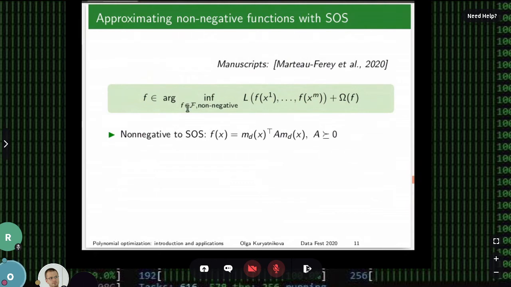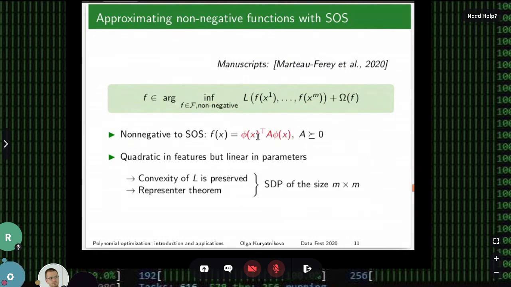Assume we have a problem with our family calligraphic F being non-negative functions. Now, we recall that any function which is a sum of squares is non-negative. Moreover, any function which is a sum of squares can be written using this semi-definite matrix A. And here are the vectors of monomials. So, okay, we can do that. But also what we can do is we can say, okay, we replace vectors of monomials by vectors of features, whatever features you would like to have. This will be still a valid non-negative function, just because A is positive semi-definite.